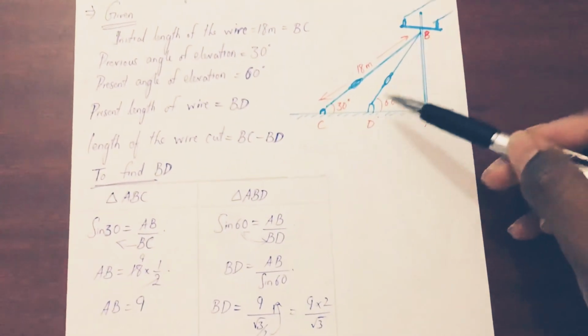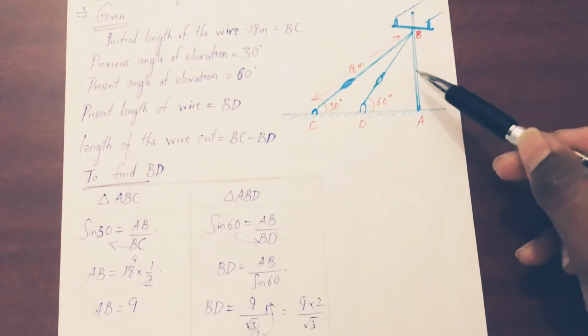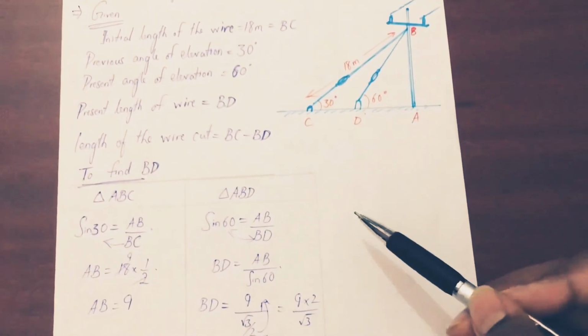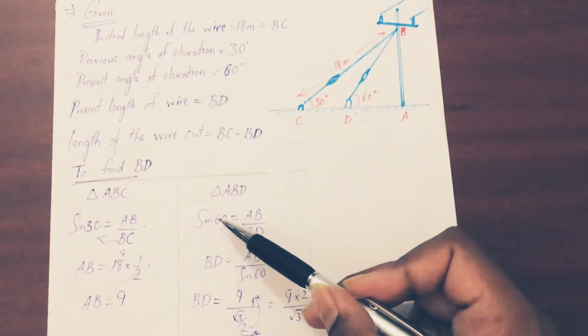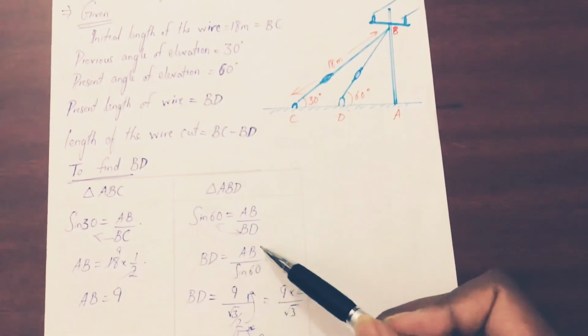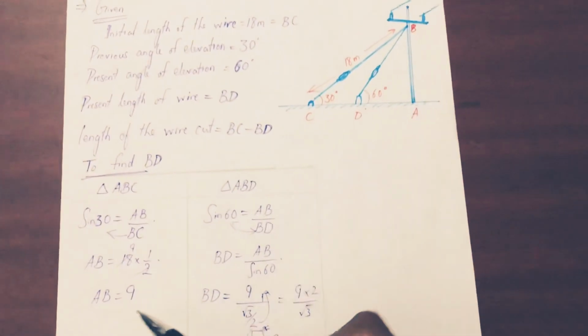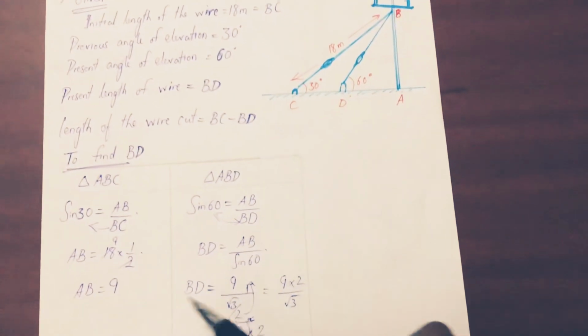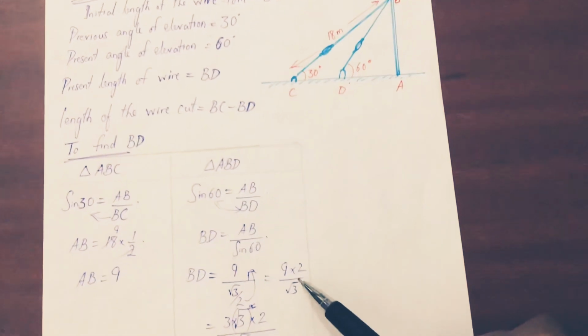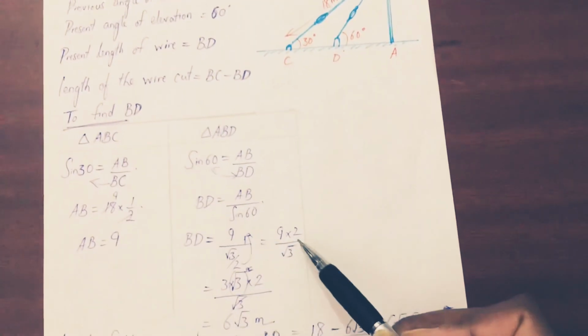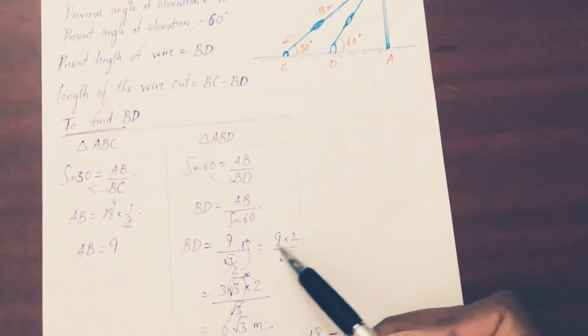Now coming back to triangle ABD. Sine 60 is equal to opposite by hypotenuse again. BD is the present length of the wire, so the BD value is unknown. We switch these positions with sine 60, so BD will be equal to AB by sine 60. The AB value we just found. AB is 9 and sine 60 value is root 3 by 2. After some simple calculations, we get 18 by root 3.